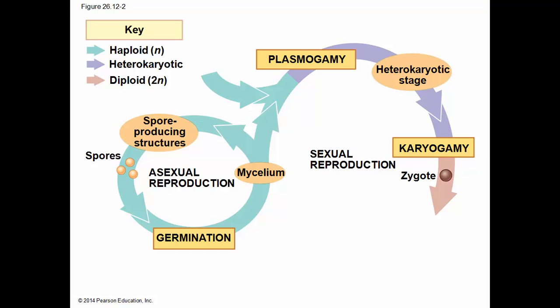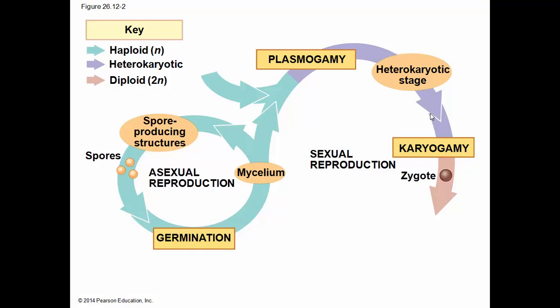Then we have the more complicated sexual life cycle. In this life cycle, you have haploid mycelia that come into contact with each other. Here's one coming into contact with the other, and they have to be of different types. If they're of the same type, they won't interbreed. But if they are of different types, like type A and type C, they will join together in a process called plasmogamy. Plasmogamy will produce a heterokaryotic stage, which is kind of like a diploid, where these two different types join together. And then there is karyogamy.